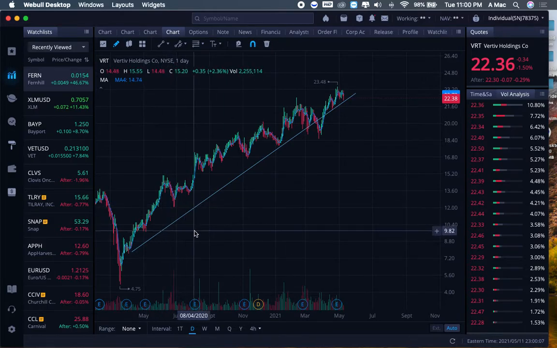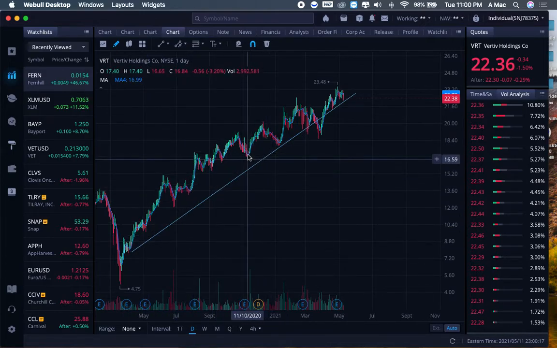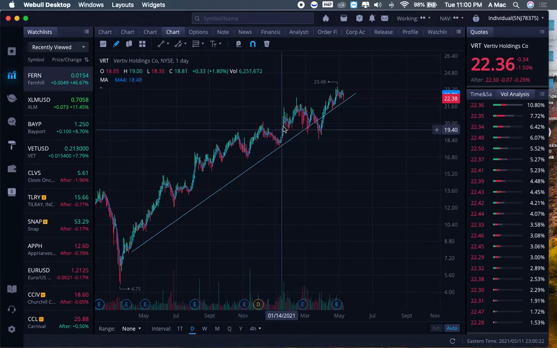What a wonderful thing! All these pullbacks are the opportunity for you to make money. All of these pullbacks. Look at this. Beautiful. Pull back, buy, go up. Pull back, buy, go up. You can buy here, sell here. Buy here, sell here.